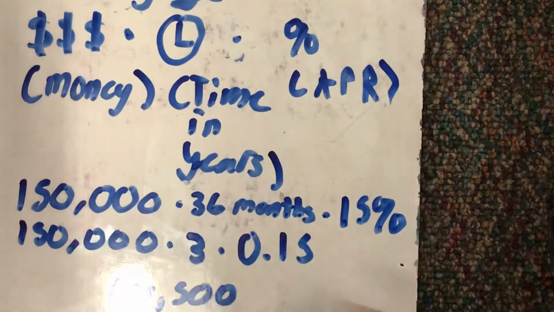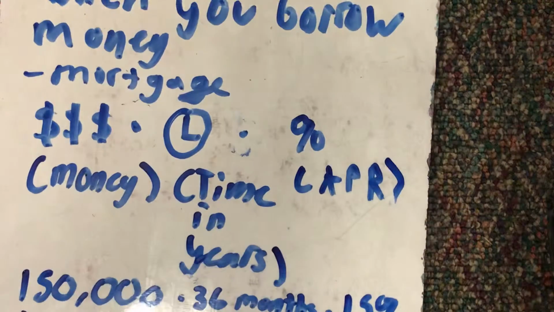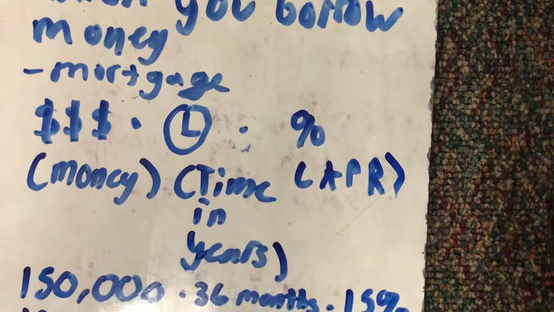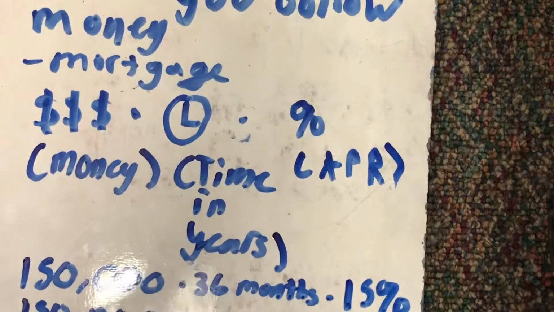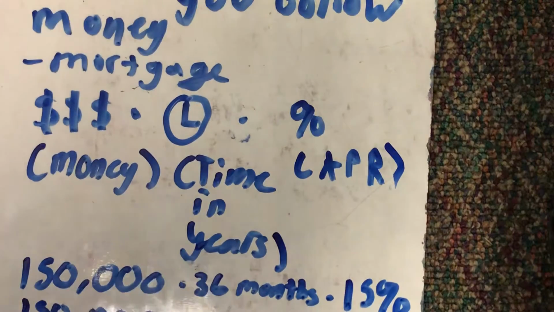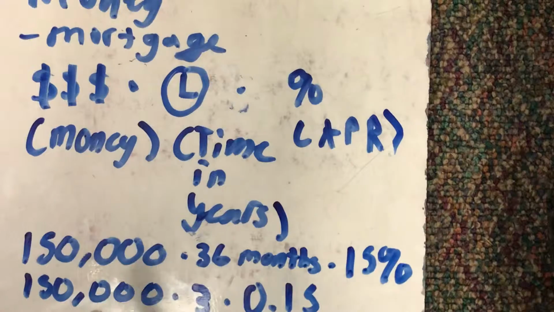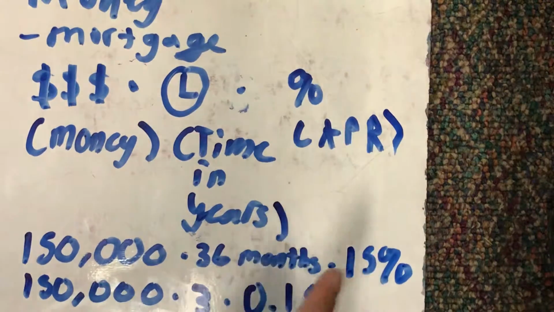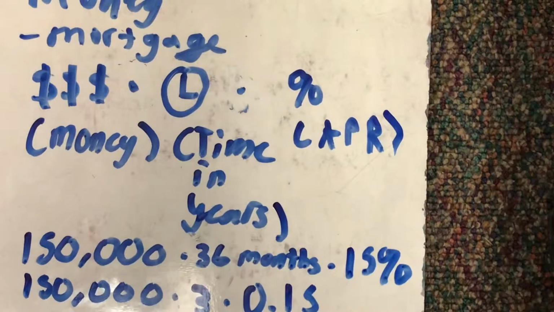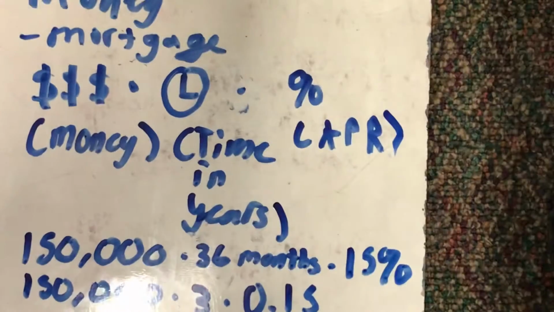Here's one example. Let's say that you're trying to buy something for $150,000. Let's say you want to pay it off for 36 months with the 15% annual percentage rate. Now, we keep the $150,000 the same because that's the amount of money. Since it's supposed to be in years, 36 months won't do. If it's in months, then you'd always divide by 12. 36 divided by 12 is 3. So we have 3 right there.